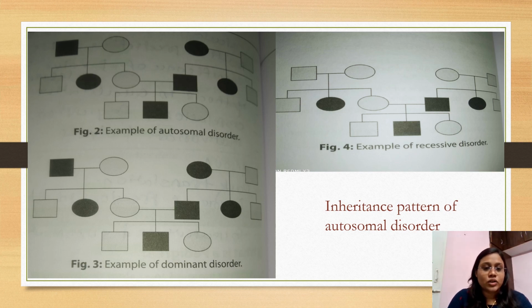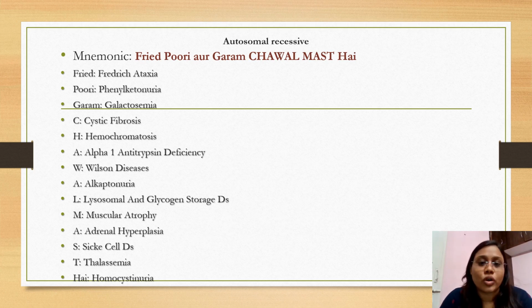In a dominant disorder, you can see this generation is affected, this generation is also affected, and the third generation is also affected. But in a recessive disorder, you can see this generation is not affected, while this and this generation are affected. So skip generation is characteristic of autosomal recessive disorder. Now moving on to autosomal recessive disorders, that is fried puri or garam chawal must hai.